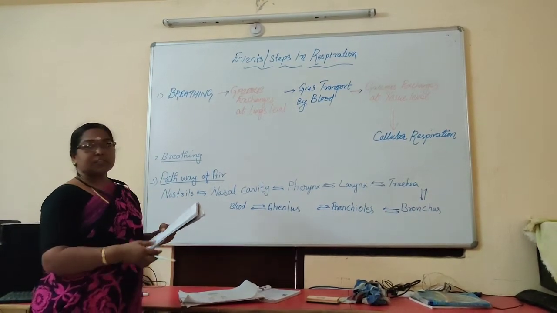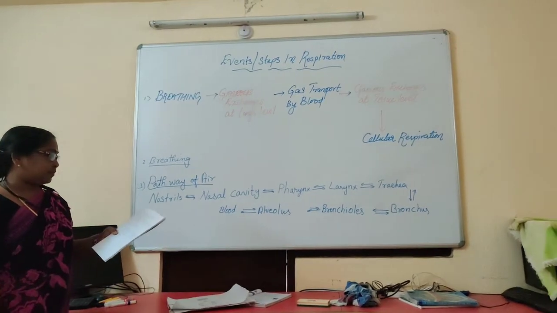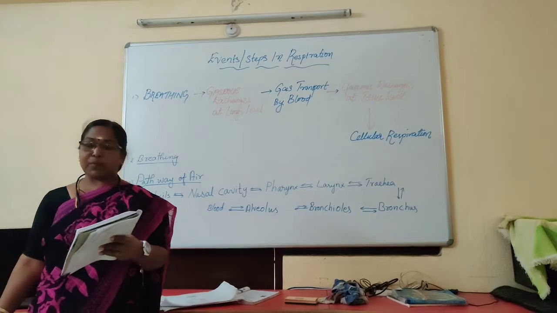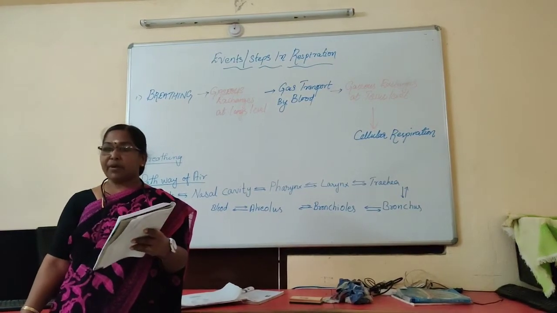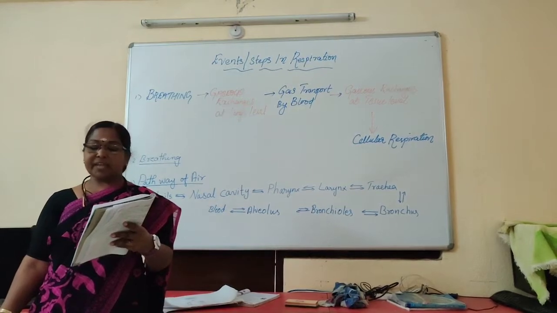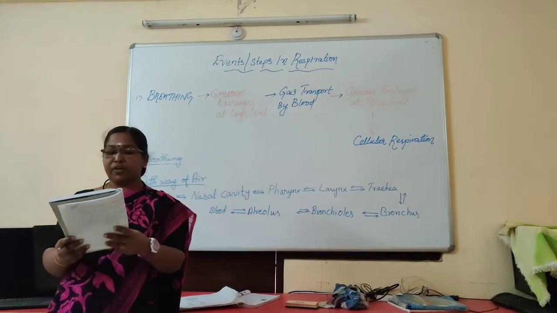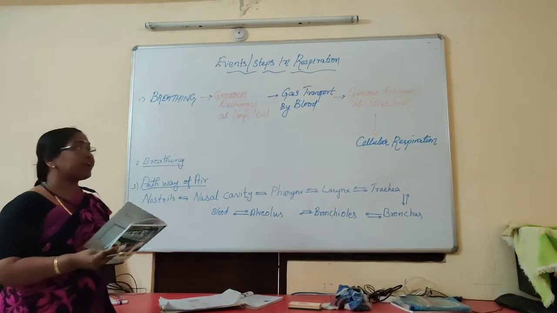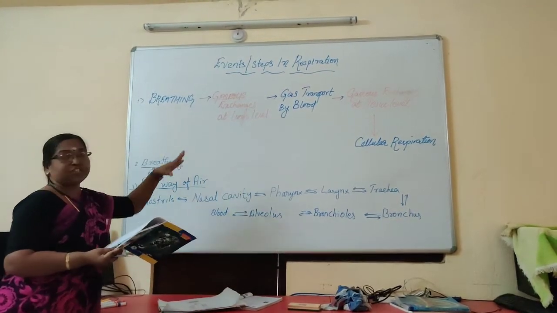Next one is cellular respiration. Using oxygen in a cell process to produce carbon dioxide and water and releasing energy to be used for life processes. By these headings, generally we can understand the respiration process.